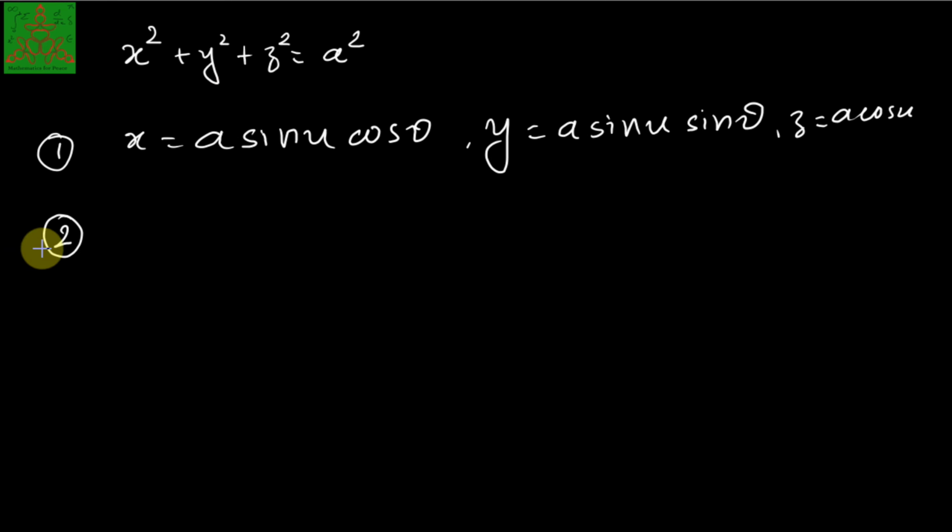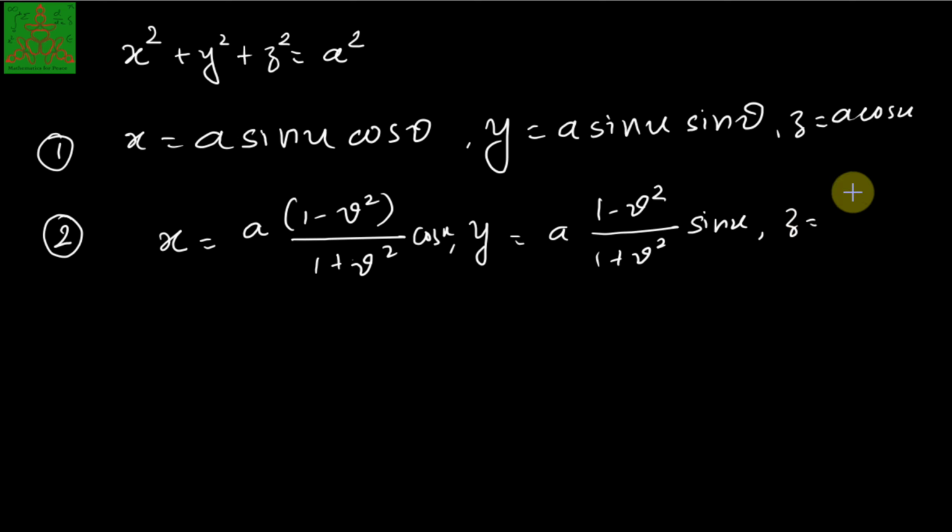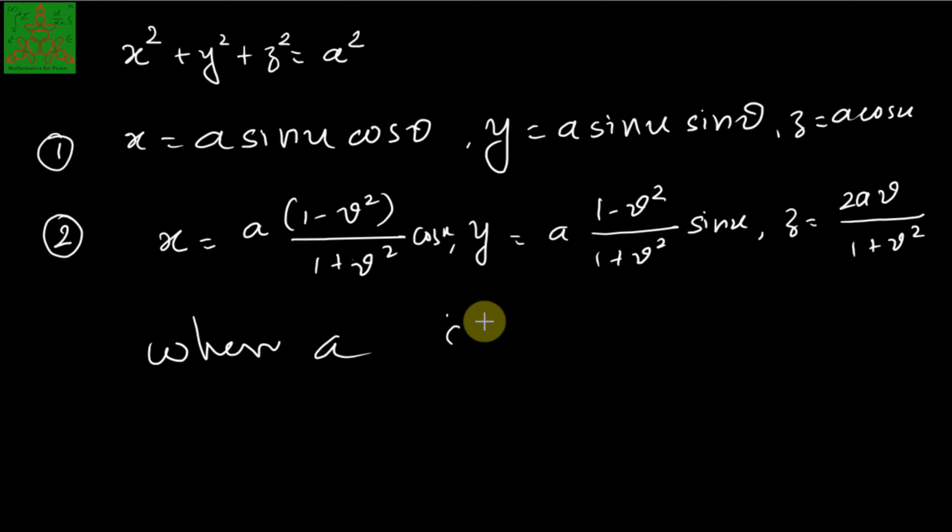Another way is to represent the same equation as x is equal to a into 1 minus v square upon 1 plus v square into cos u, y is equal to a into 1 minus v square upon 1 plus v square into sine u, and z is equal to 2a v upon 1 plus v square. If you compute x square plus y square plus z square, it will give a square. You can check, where here a I have treated as a constant. And both these equations represent the equation of the sphere.